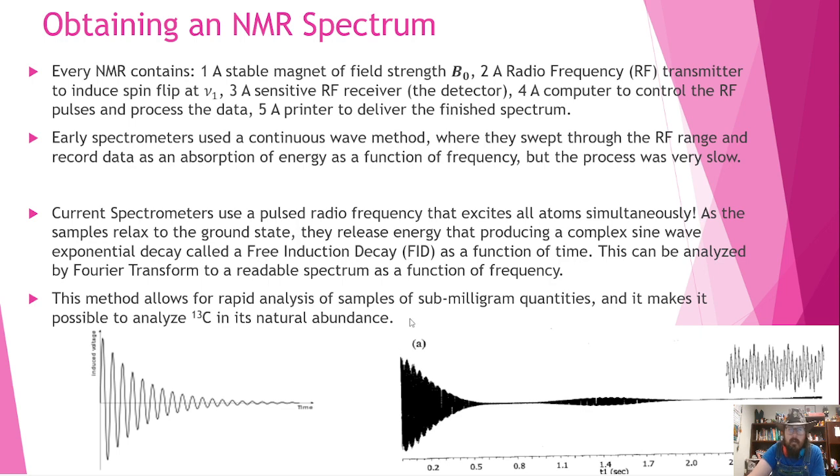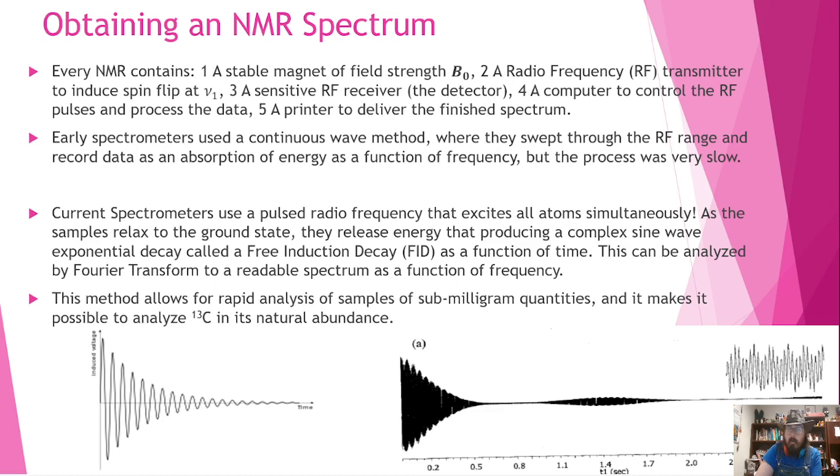and turns this into something we can really analyze. Well, this method allows rapid analysis of sub-milligram quantities and makes it possible to even analyze carbon-13 in its natural abundance. So the idea, as we said, is that carbon-12 would be NMR invisible. It has only one degenerate frequency. So carbon-13 is necessary. Carbon-13 is only about 1% abundance. So we're looking at millions and millions of atoms. Only 1% of those would have a carbon-13. Then what's the chance of that carbon-13 being in the correct spot?